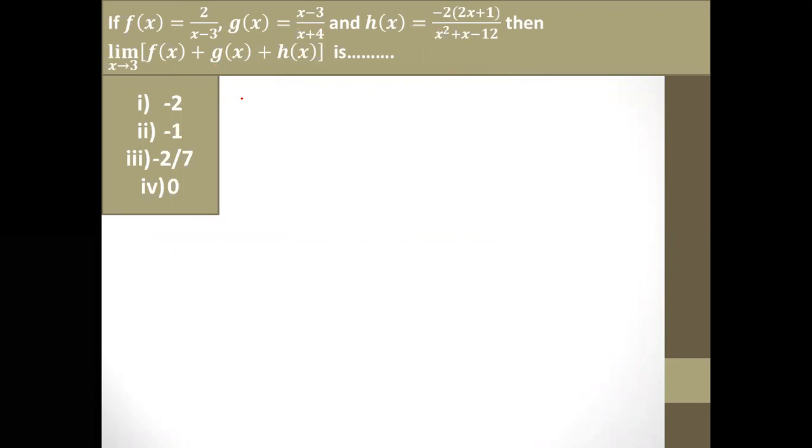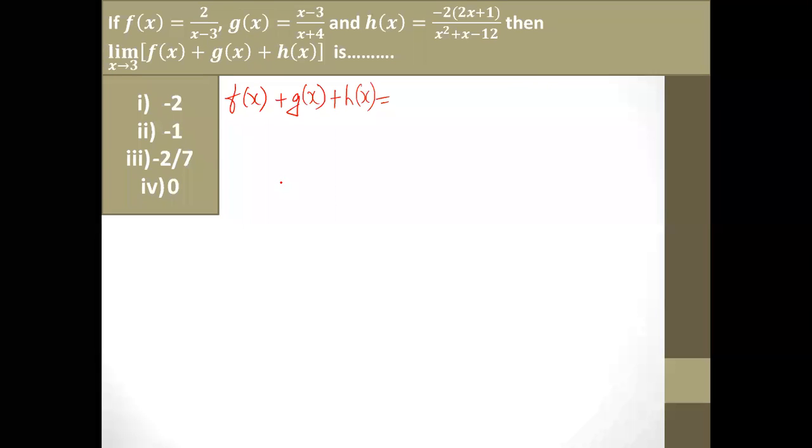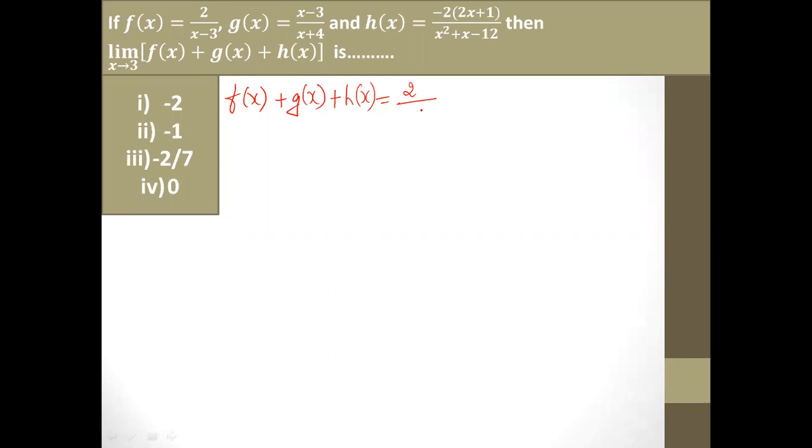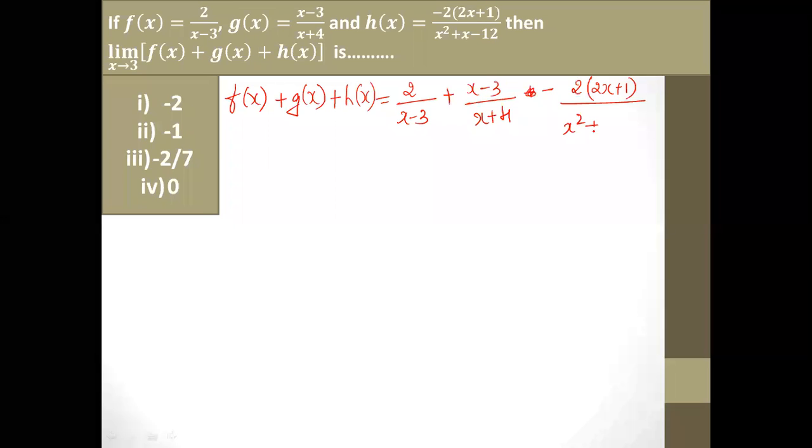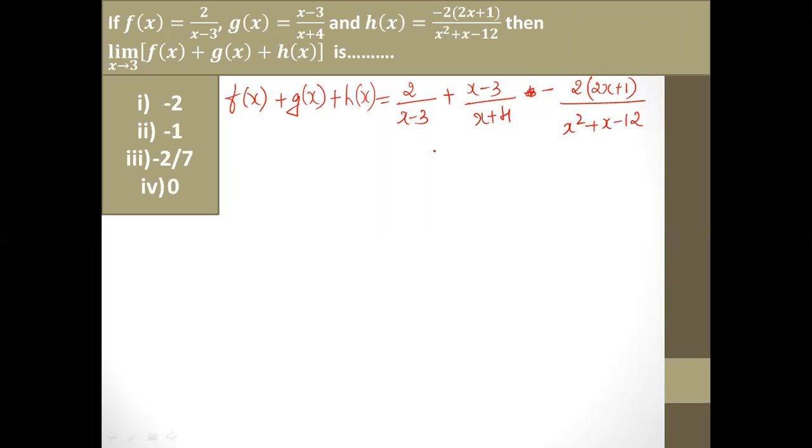So first, instead of applying the limit, first f of x plus g of x plus h of x. What is the answer? We can see the simplified form. We'll see the simplified form if you put f of x, g of x and h of x, what we will get. So put f of x. What is f of x? It is 2 by x minus 3. What is g of x? It is x minus 3 by x plus 4. And what is h of x? It is minus 2 into 2x plus 1 divided by x square plus x minus 12. Okay, can you see this?